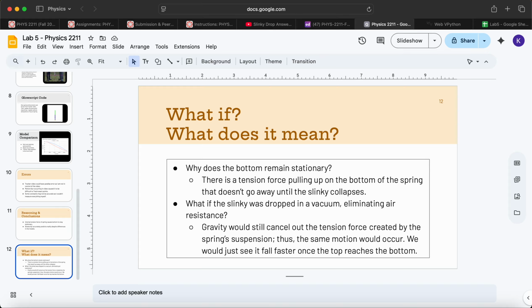If the slinky was dropped in a vacuum, eliminating air resistance, gravity would still cancel out the tension force created by the spring suspension, so the same motion would occur. We would just see it fall faster once the top reaches the bottom, causing the collapse.